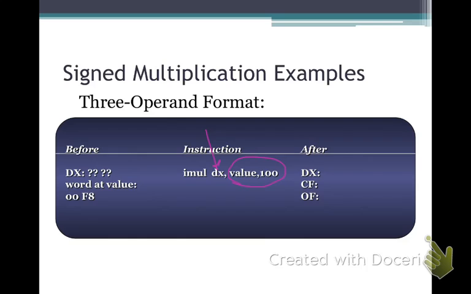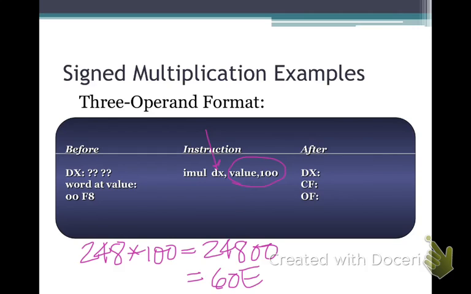So the word at value, that value at that place in memory called value, is 00F8, which equals 248, times 100, and I get 24,800, which equals 60E0 hex. Okay, so DX is going to hold my result. Fortunately, it just holds my result, 60E0, and again, I haven't overflowed, so carry flag and overflow flag are both cleared.